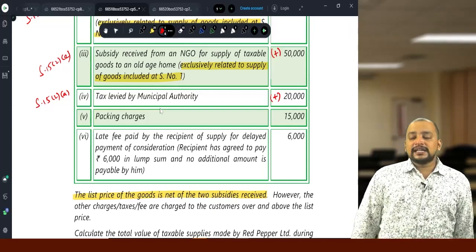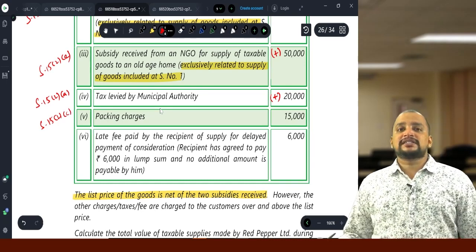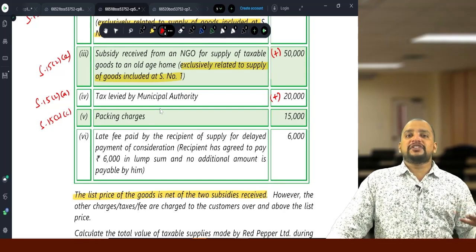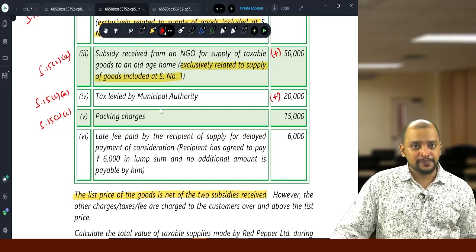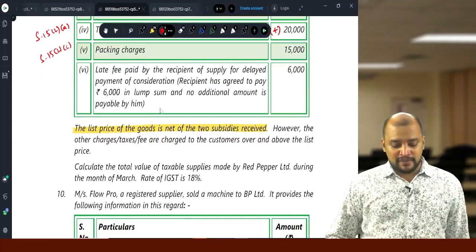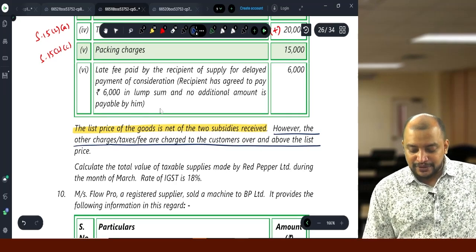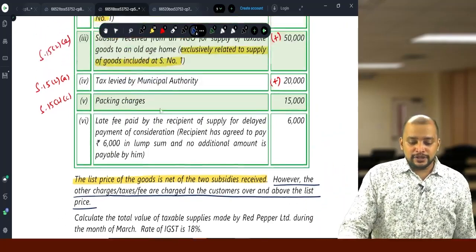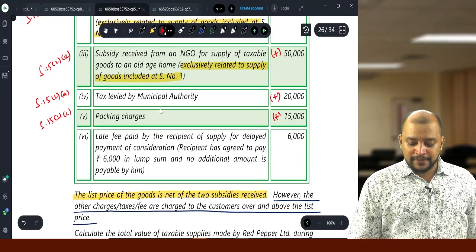Then packing charges, as per section 15 subsection 2 clause C, incidental expenses or any other expenses charged by supplier to recipient before delivery of goods or at the time of delivery of goods is to be included. So this packing charges is incidental expenses, definitely it should be included in the value as per provision. But we don't know whether in the given price it is included, we don't have that information. However, the other charges, taxes, fee are charged to the customer over and above the list price. Means this is in addition to the list price. So packing charges to be included, in the given price it is not included, so we need to add.